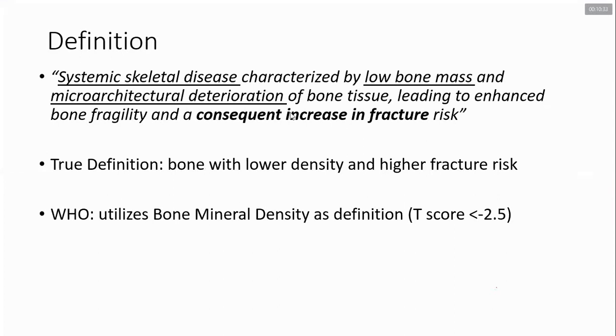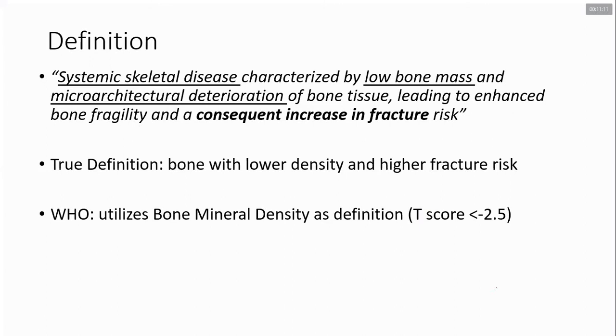So the general definition, please understand the underlined words. It's a systemic skeletal disease. It's systemic, it affects the whole of the bone rather than just one part. It is characterized by low bone mass, the mass of the mineralized matrix which is reduced, and microarchitectural deterioration of the bone tissue. The bone becomes more hollow, as you see in the microscope in the subsequent slides, thereby leading to enhanced bone fragility. So there's a propensity that you'll break the bone easily.